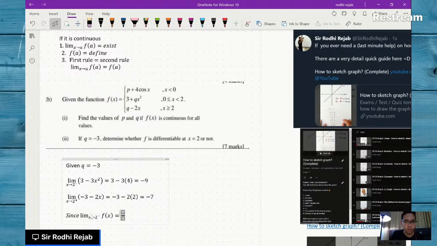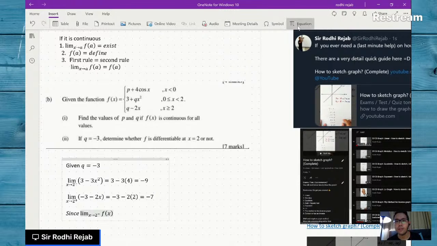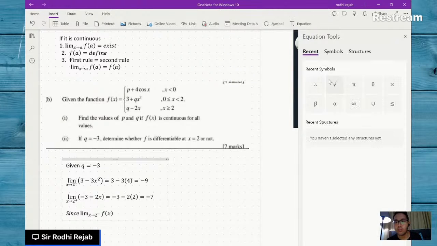Oh, I do not know. It's the symbol of not equal. I have to find it. Never done it yet. Equation of not equal.